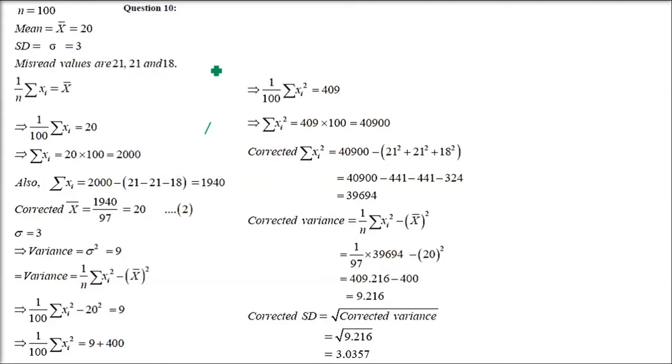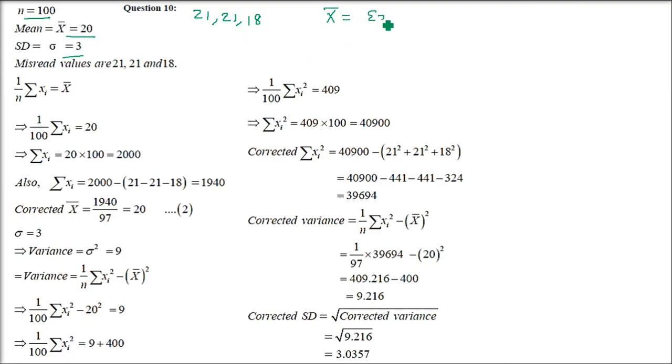Next one: the mean and standard deviation of a group of 100 observations were found to be 20 and 3 respectively. Okay, so n is 100, mean is x bar 20, and standard deviation sigma is 3. Later on, it was found that 3 observations were incorrect: 21, 21 and 18. So we have to omit them altogether, like the first part of the previous question.